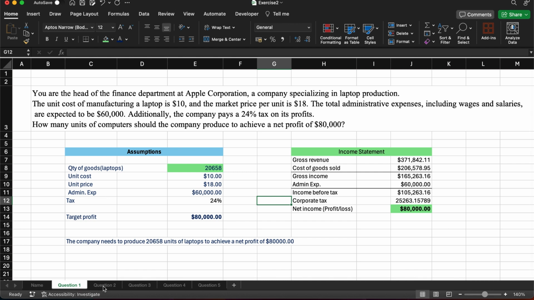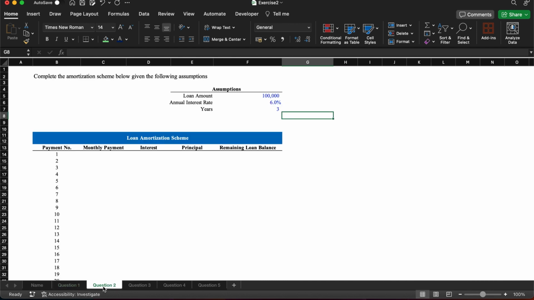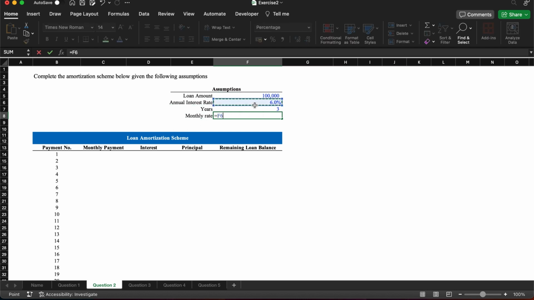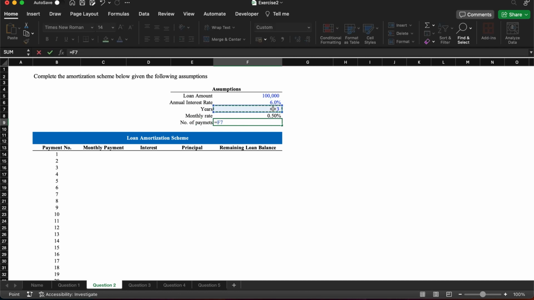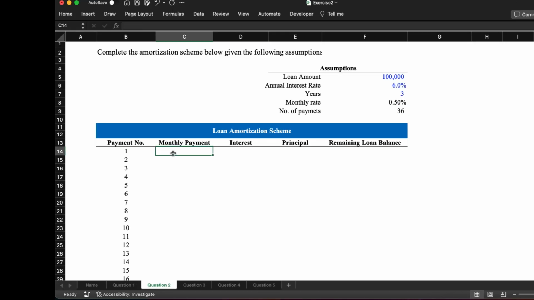Next, the next question is on loan amortization. We've been given a set of assumptions: a loan amount of 100,000, an annual interest rate of 6%, and the number of years to pay the loan is 3 years. So we need to compute the monthly rate, which is the annual rate divided by 12, because we have 12 months in a year, and the number of payments is the years times 12. So it means we have 36 payments.